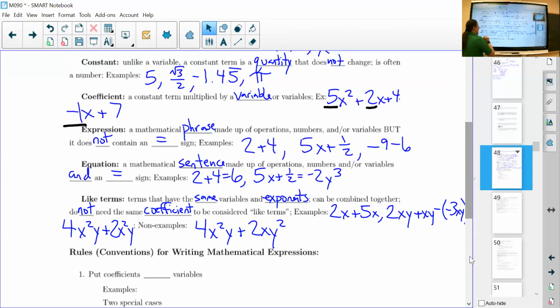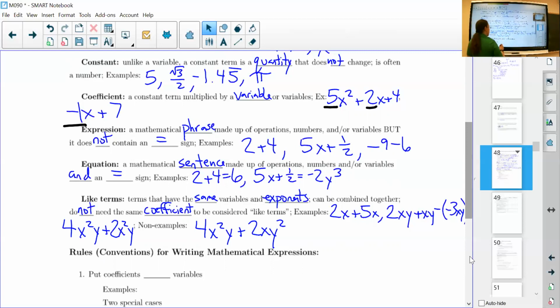Why is this not an example? Take a moment and pause the video if you need. Why is this a non-example when this worked? Well, it's because the squared is on x squared here, it's on y squared here. So those are not like terms.